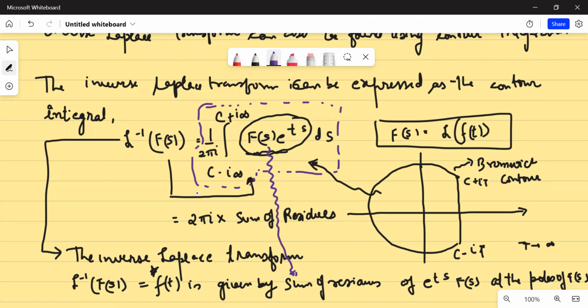I'm not doing the derivation because then it will be a slightly different topic altogether. Probably if time allows, I'll do it in complex analysis. But right now, just accept it as a fact. Is that clear?